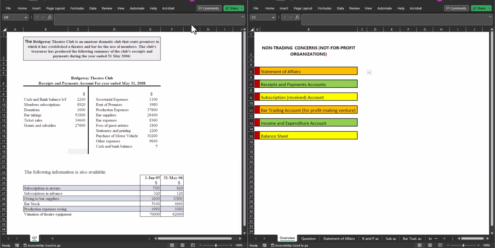Let's get started. In this lesson, we'll be covering a number of concepts, including the Statement of Affairs, Receipts and Payment Account, Subscription Received Account, Bar Trading Account, Income and Expenditure Account, and Balance Sheet. The first concept we'll be learning about is the Statement of Affairs.